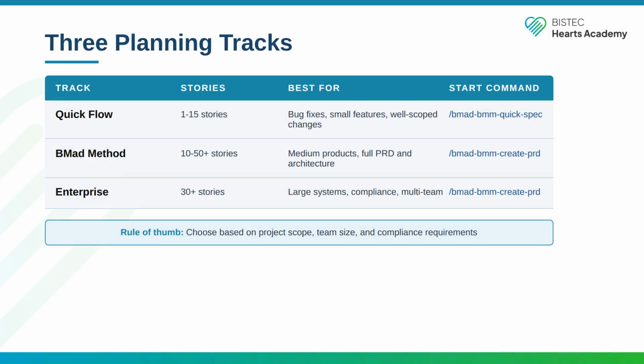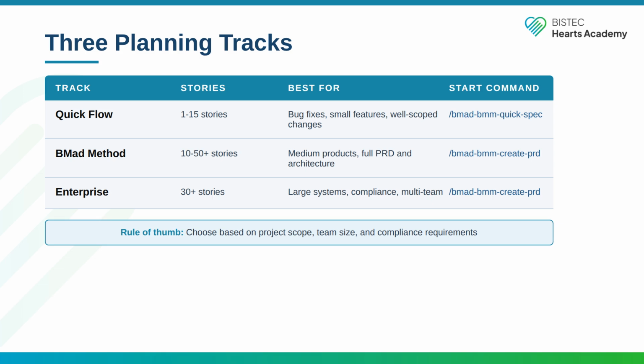BMAD gives you 3 planning tracks, and choosing the right one is critical. Using the wrong track wastes time or produces insufficient planning. Quick flow is for 1 to 15 stories. Bug fixes, small features, well-scoped changes. You start with a quick spec command and go straight to implementation. It's fast. You can deliver in a single session. BMAD method is for 10 to 50 or more stories. Medium products that need a full PRD, architecture document, and proper story breakdown. This is the track you'll use most in professional work.